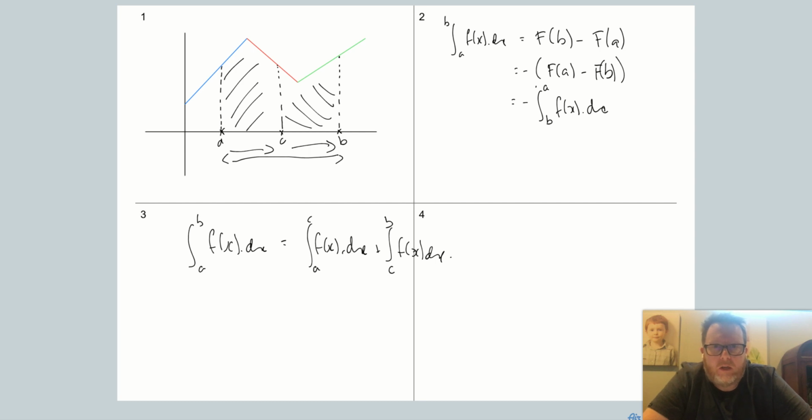Hi there. In the last video, we were looking at properties of definite integrals, and we looked at a whole bunch of them. In this video, we'll use those properties to solve a couple of problems.